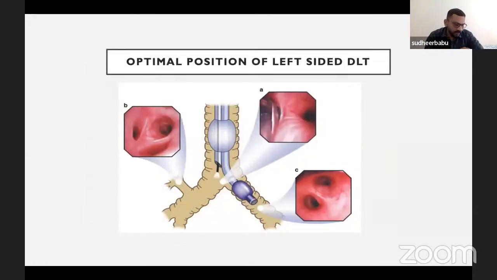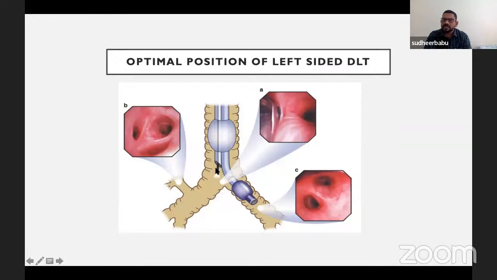Coming to the fiber optic bronchoscope and the left-sided DLT position: ideally, when you pass through the tracheal lumen, you have to see the carina. If you further advance into the right mainstem bronchus, you can see the trifoliate pattern. This is the only segment, a lobe where we can see only 3 orifices. After that, you pass the bronchoscope through the bronchial lumen, and there you have to see the secondary carina, meaning both upper and lower left lobe bronchi.